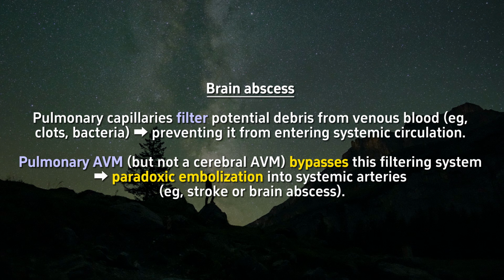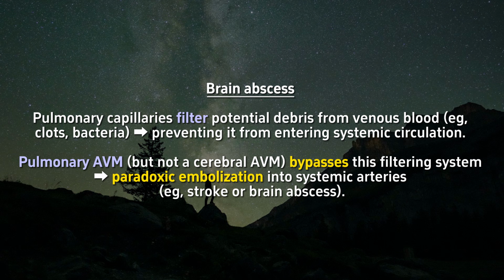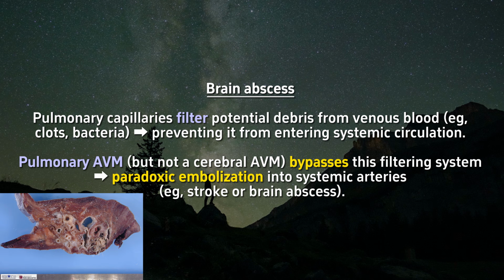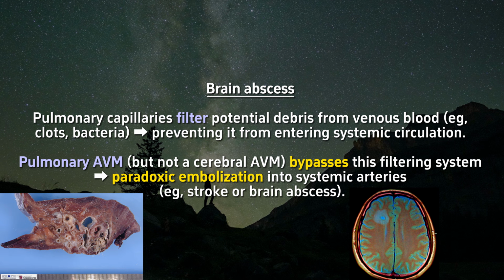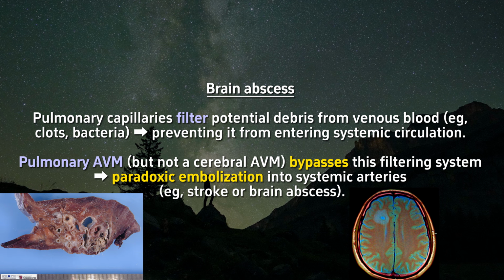Choice A. The pulmonary capillaries filter potential debris from the venous blood, for example, clots, bacteria, preventing it from entering the systemic circulation. A pulmonary arteriovenous malformation, but not a cerebral arteriovenous malformation, bypasses this filtering system, leading to paradoxic embolization into the systemic arteries, for example, stroke or brain abscess.